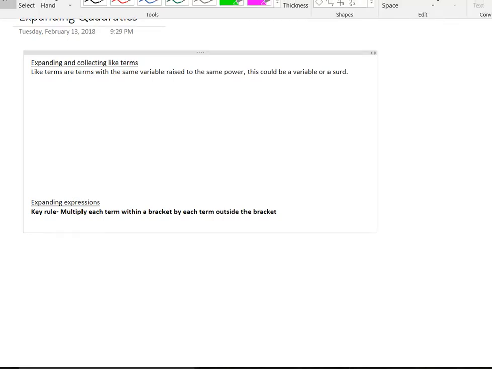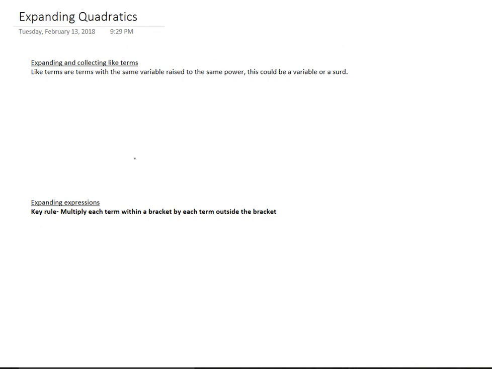Hi guys, so we're going to kick off on a new chapter today, which we looked at the end of last year, and it's all to do with the factorization and expansion of quadratics. So we're going to start off with 3a, which is the expansion of quadratics. There's a couple of key rules that we're going to go through in this video.